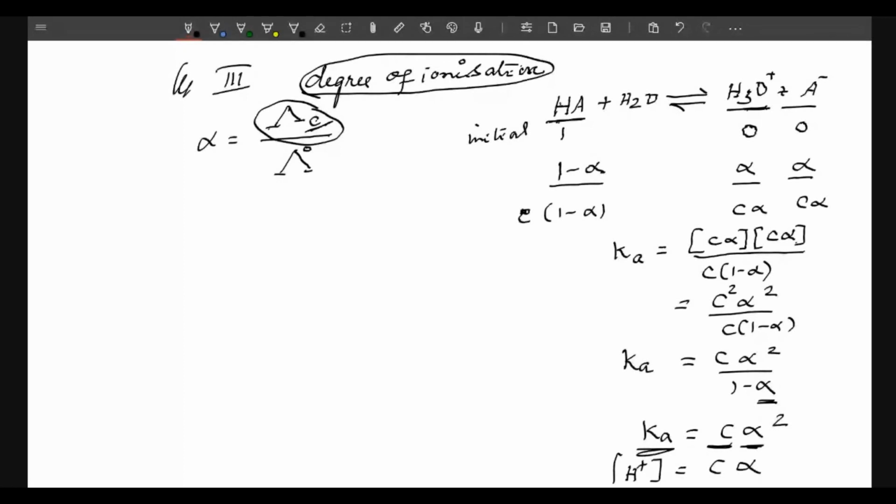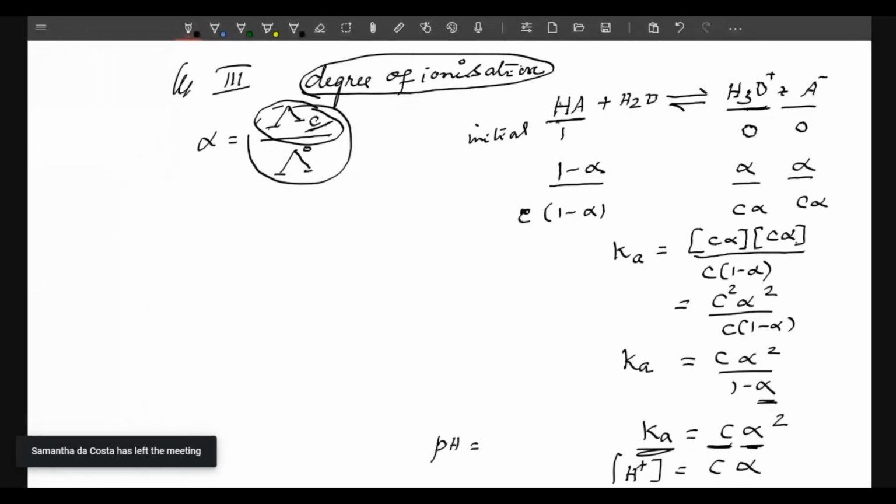And sometimes, if you know the H plus ion concentration, you can calculate the pH of the solution. Therefore, given the alpha and the H plus ion, and given the C, you may be asked to calculate the pH of the solution, and this is the methodology by which you can calculate it.